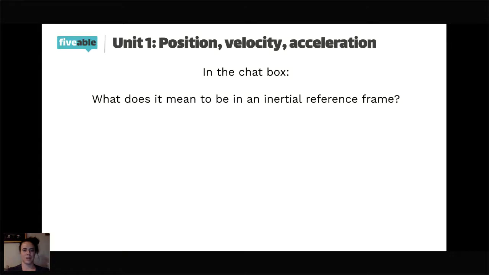Awesome. Yeah, so if you're in an inertial reference frame, that means you're going at a constant velocity. We're used to seeing that velocity equal to 0. It doesn't accelerate. There's no net force acting on it. So there could be something acting on it, but it needs to all cancel out.